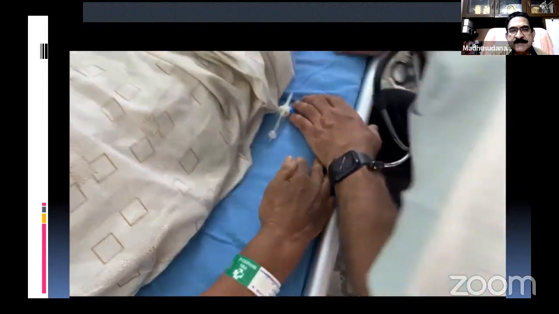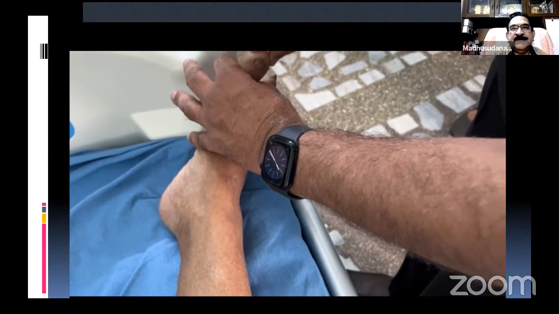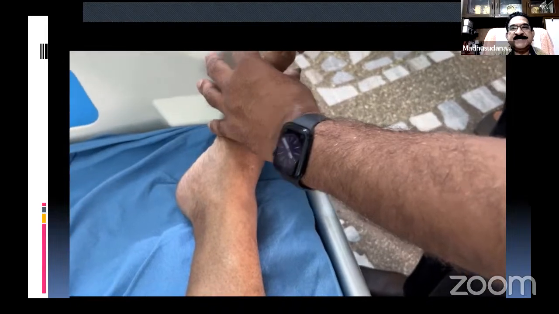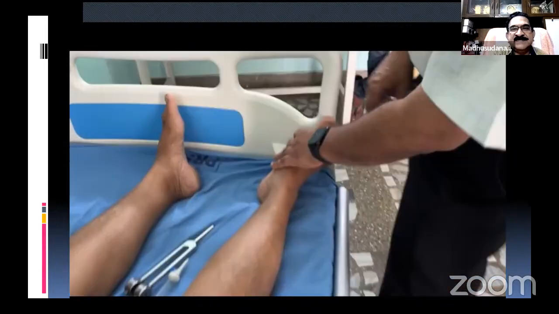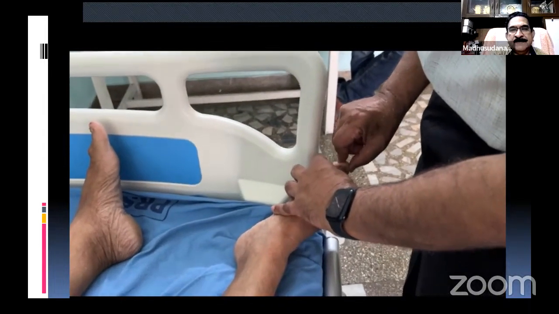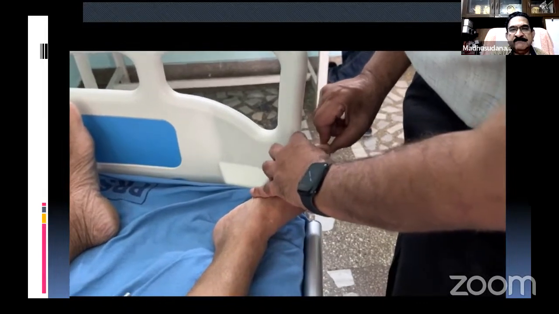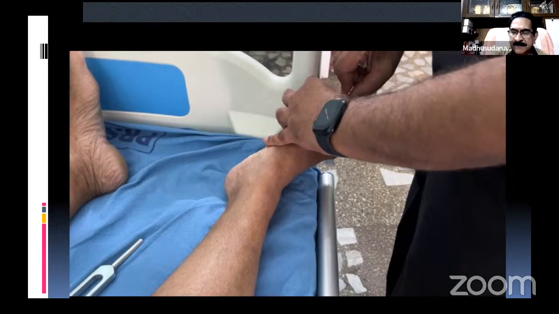The joints appear normal in the upper limb. Lower limb is totally lost. Even the wide range of movement she could not appreciate. Normally 5 to 10 degrees, even at 90 degrees she is not able to appreciate. I am asking her to tell when it's moving, and she is not able to tell.